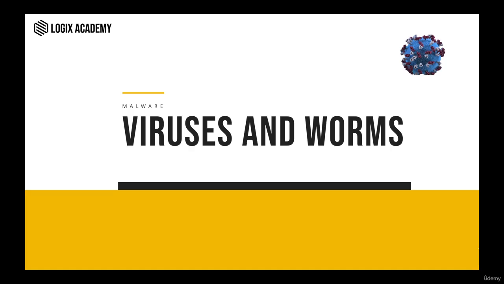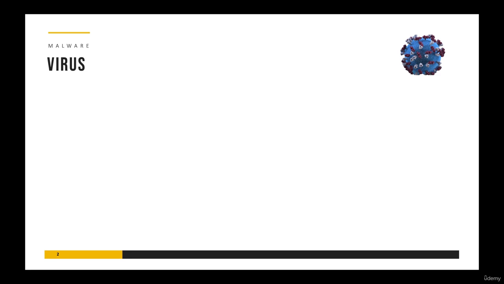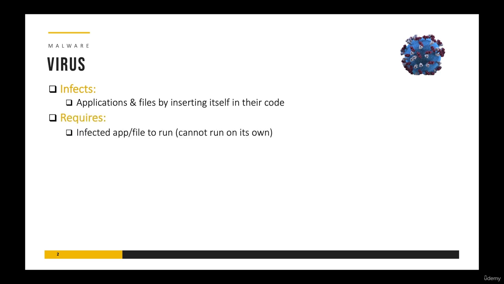Viruses and worms are perhaps the most popular types of malware that we know. So a virus basically infects applications and files by inserting itself in their code. An important point to remember is that viruses always require the infected application or the file to be executed, which means that they cannot run on their own. So they need the user to actually open the file or run an executable in order to trigger their action.